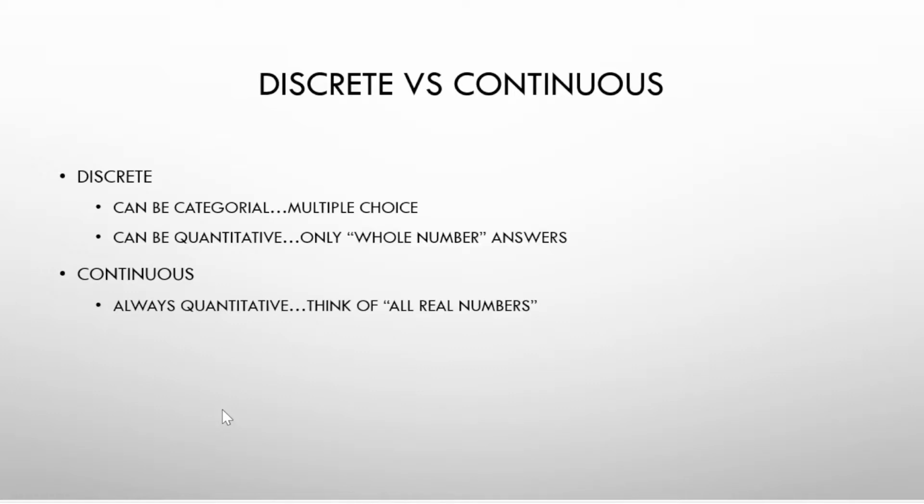Whereas again, for discrete, if I said, okay, how many siblings do you have? That would be discrete because you cannot have a half of a sibling or a third of a sibling. There's only a set finite number of answers.